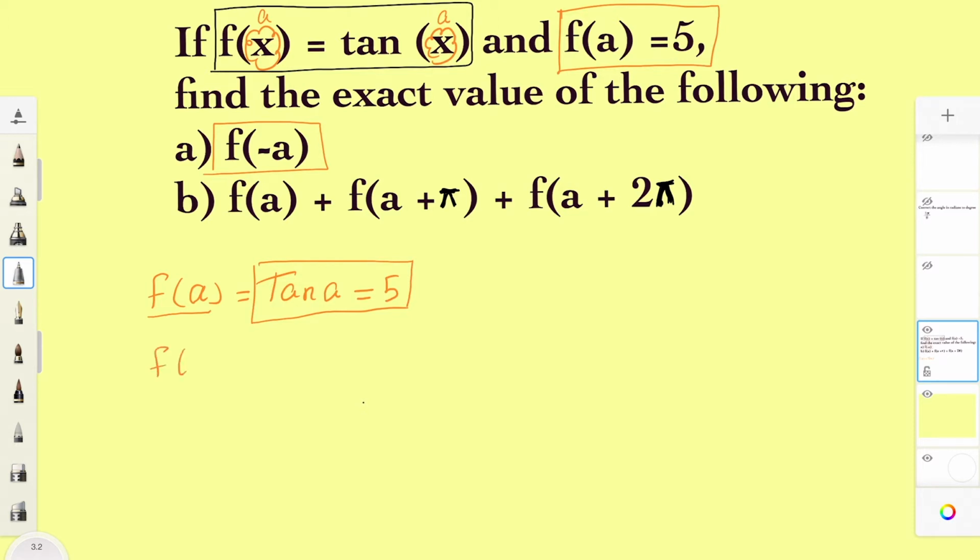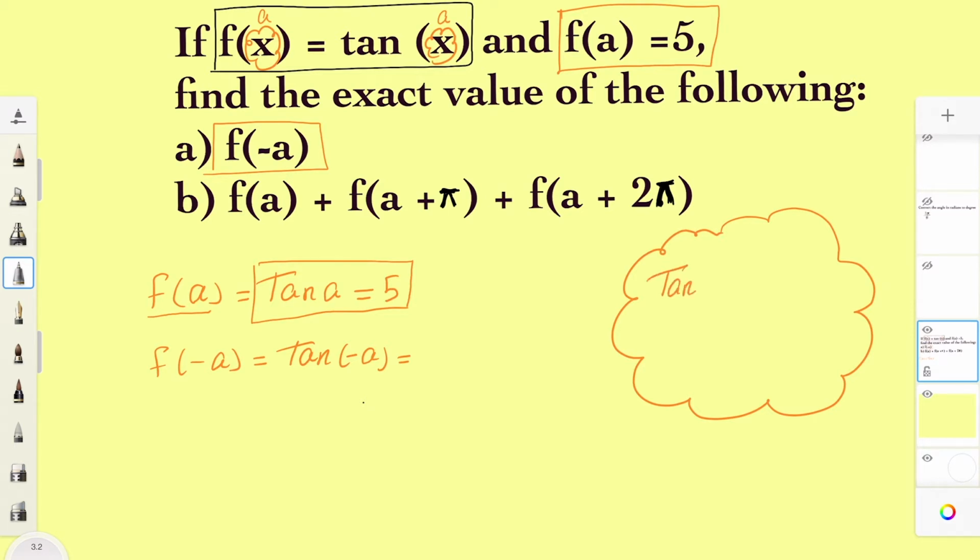What is f of negative a? F of negative a will be tangent of negative a. Tangent is an odd function. In your note sheet, you should have tangent of negative x equal to negative tangent of x. That's a property of odd functions. So this negative will go outside. It will be negative tangent of a, and the value of tangent of a is 5. So the final answer will be negative 5.